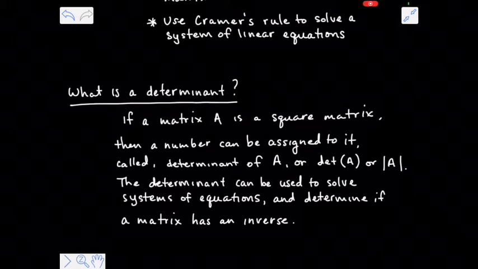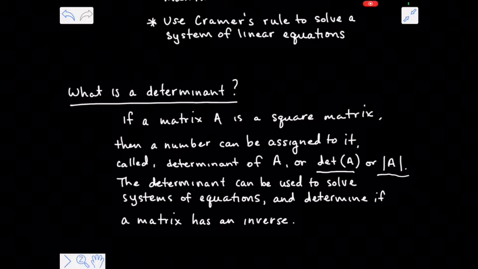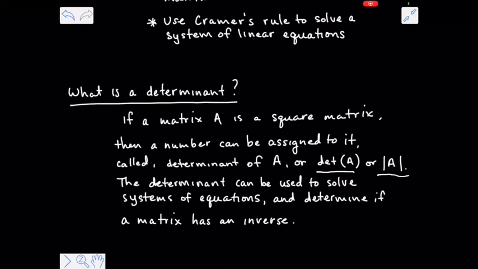Now the notation for determinant: here, determinant of A, or here, it does resemble absolute value notation. It is not absolute value. When we're talking about a matrix, those two vertical bars denote determinant.